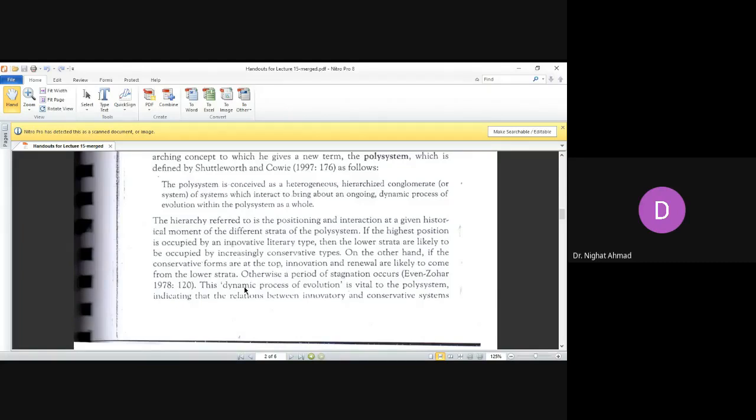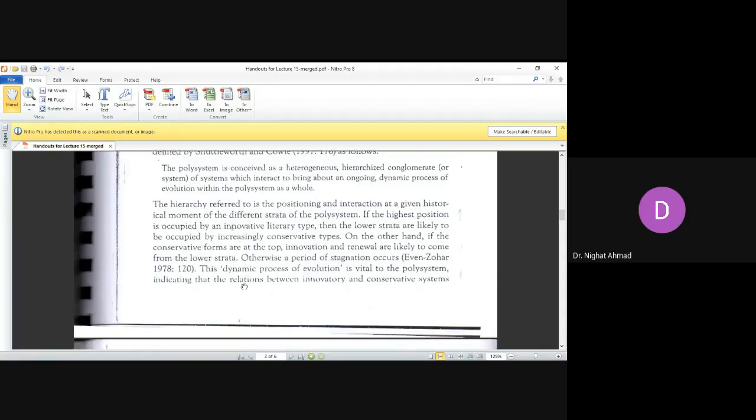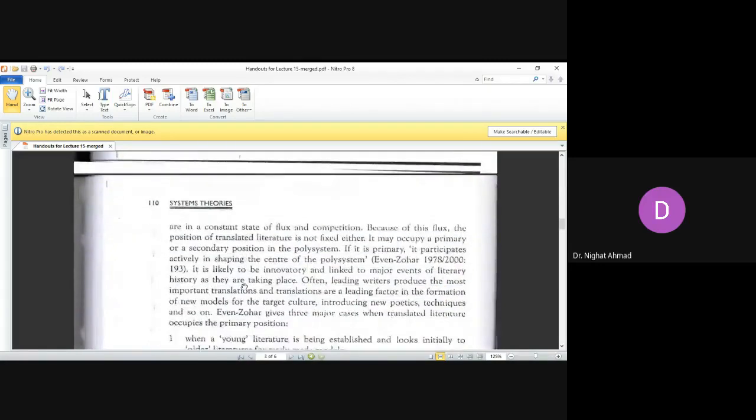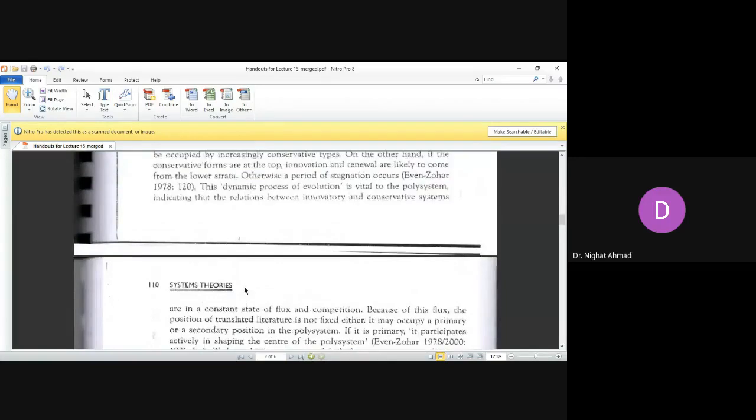That means it keeps on changing, it keeps evolving. So within the polysystem, this is something very vital and important: it should be dynamic, it should be a process of change that keeps coming, it should not be stagnant. So this indicates that the relationships between the innovatory and conservative systems are in a constant state of flux and competition. So as a result, as I said, this dynamic process of evolution is vital to the polysystem, and the relationship between the innovatory system and the conservative system is also in a state of flux, in competition.